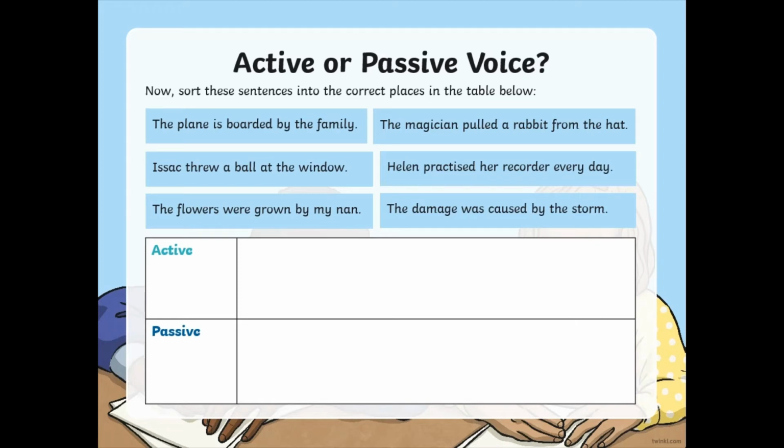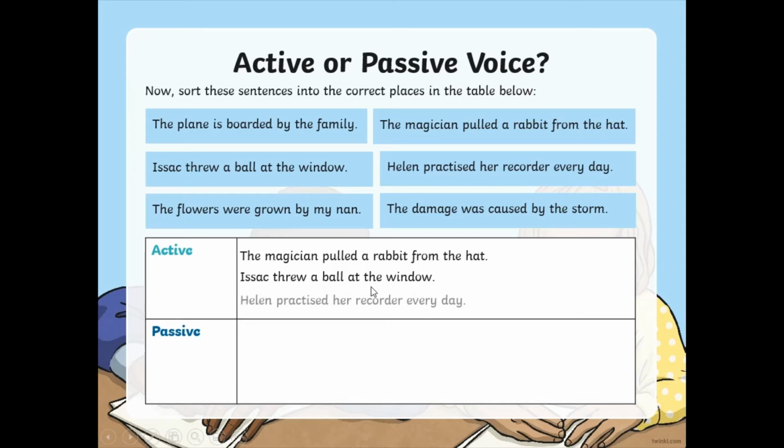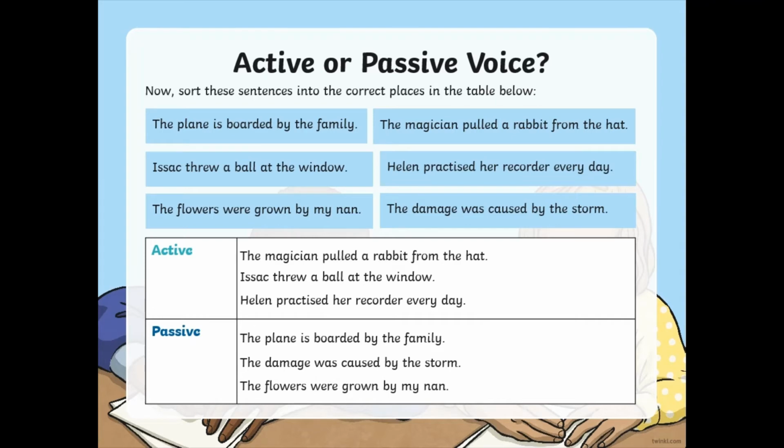So can you sort them into which ones are active and which ones are passive? The magician pulled the rabbit from the hat is active. The subject is doing something to the object. Isaac threw a ball at the window. Subject, verb, object. Helen practiced her recorder every day. Subject, verb, object. And passive voice: the plane is boarded by the family. The damage was caused by the storm. The flowers were grown by my nan. They're all passive voice. Notice again at the end, by.